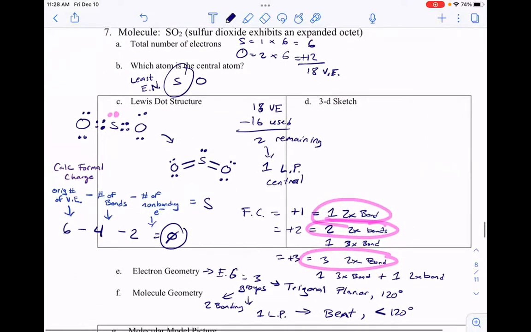All right, so this one kind of took a while because it's our first time dealing with creating double bonds, triple bonds, but hopefully you guys understand the process.